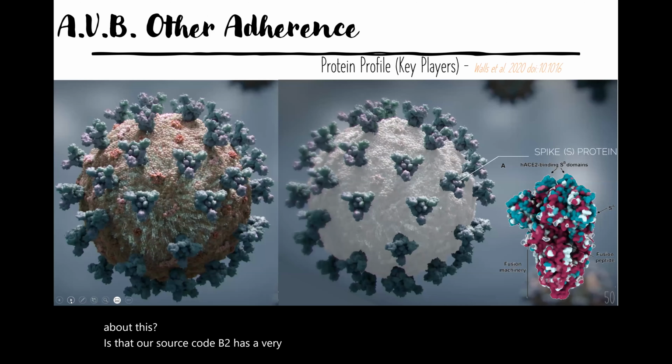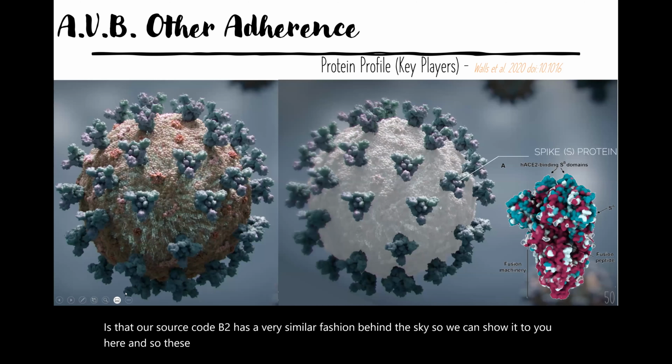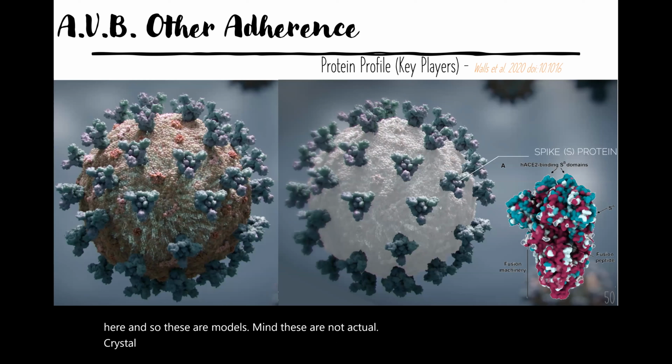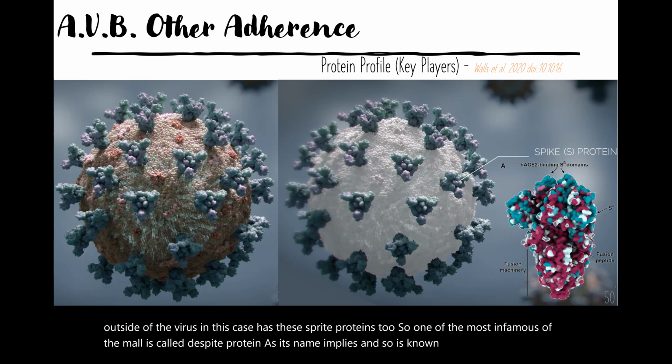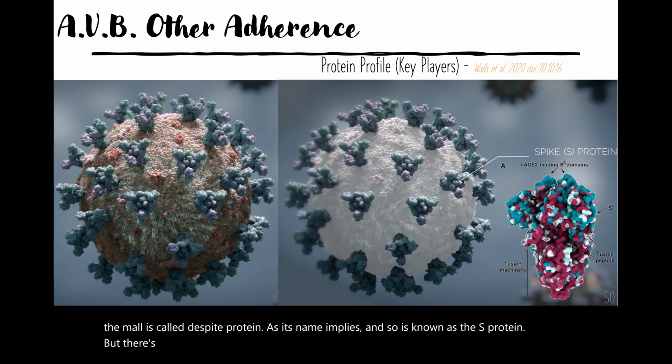So we can show it to you here. And so these are models, mind you. These are not actual crystal structures, if you will. These are just people modeling them. And what you see is that the outside of the virus, in this case, has these spike proteins too. So one of the most infamous of them all is called the spike protein, as its name implies. And so it's known as the S protein. But there's a couple of other ones out there.